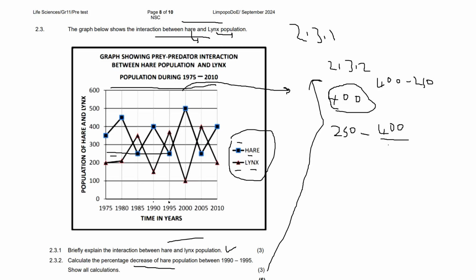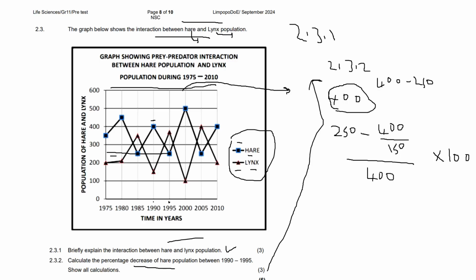So you're going to divide that difference, which is 150, and then you will divide the whole thing by what you had initially, which was 400, or the 1990 value. So you divide that by what you had initially, and then you're just going to multiply the whole thing by 100 because it must be a percentage. From there onwards, just do it step by step.